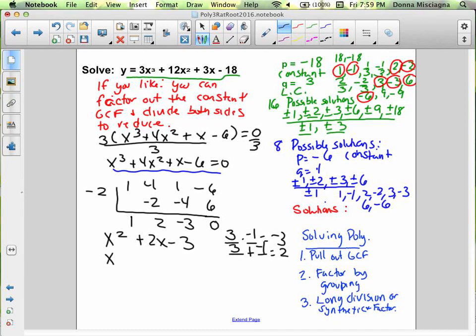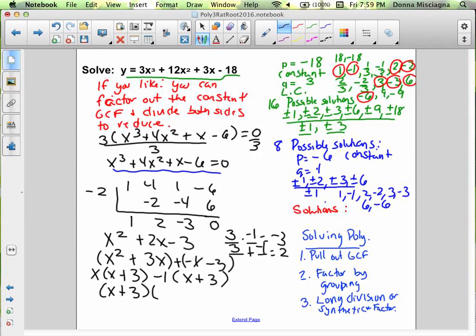All right, so nice easy factoring here at the end. x squared plus 3x plus negative x, minus 3. First two to our group, second two to our group. We'll pull out the x, we have an x plus 3. Pull out the negative 1, that'll give you the x plus 3. Factor out that repeating x plus 3, and the other factor is what was left over, x minus 1.